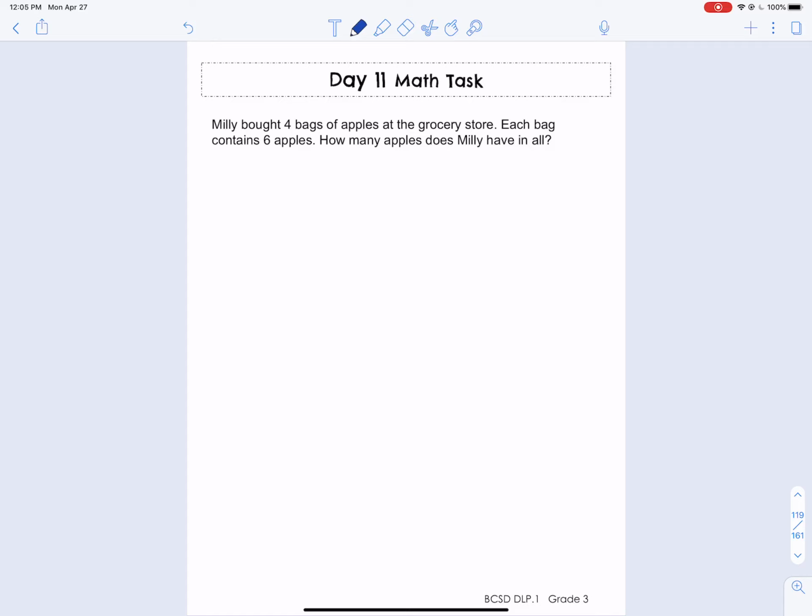Today I'm working on the day 11 math task. Millie bought 4 bags of apples at the grocery store. Each bag contains 6 apples. How many apples does Millie have in all?